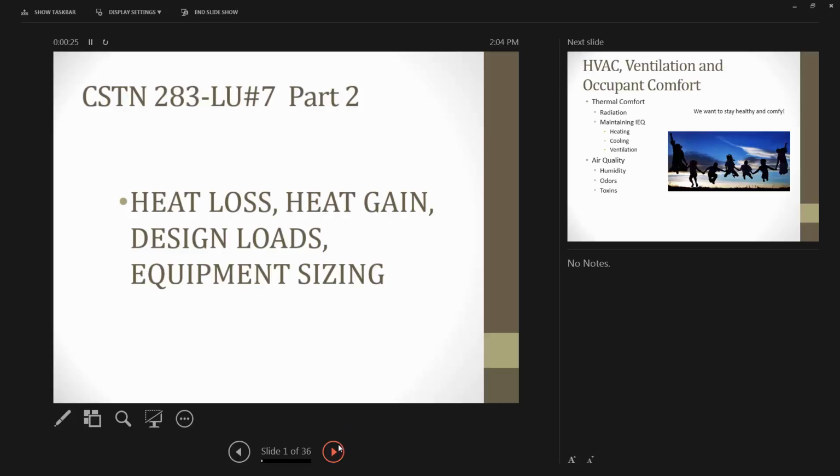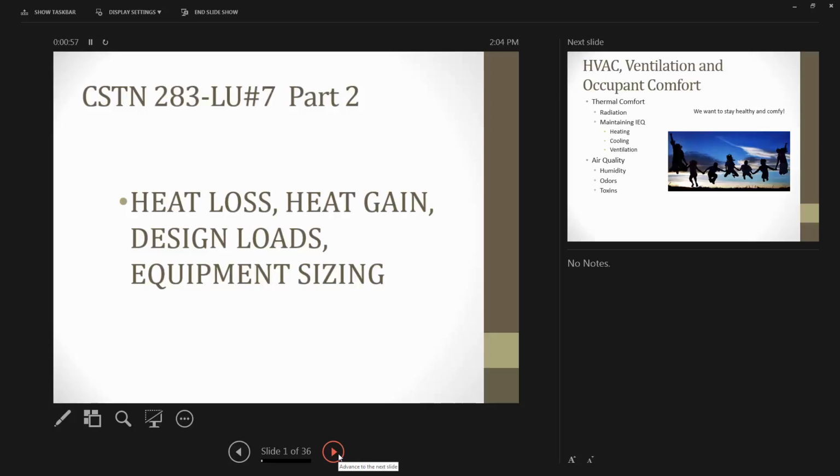CSTN 283, March 8th. Heat loss, heat gain, design load, equipment sizing. So we spent a long time talking about the thermal envelope last week, and it is one of the primary systems of the building, the inside to outside separation, controlling moisture, all the things that it does.